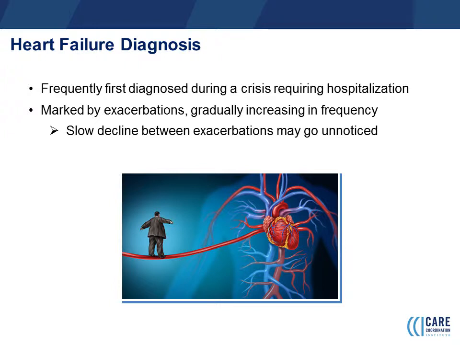Heart failure diagnosis. How is it diagnosed? Heart failure is first diagnosed when a patient presents in a crisis requiring hospitalization. The illness is marked by exacerbations, gradually increasing in frequency. However, the slow decline of the patient between exacerbations, just like COPD, is often missed by both clinicians and family members. Patients become accustomed to their norm and don't realize the slow decline until they are in a crisis. Thus, again, the patient's death can be unexpected.